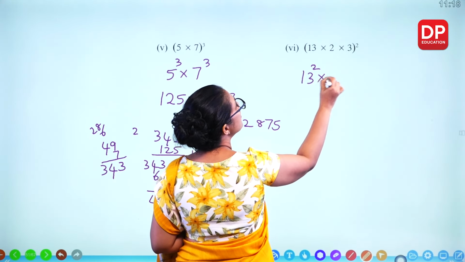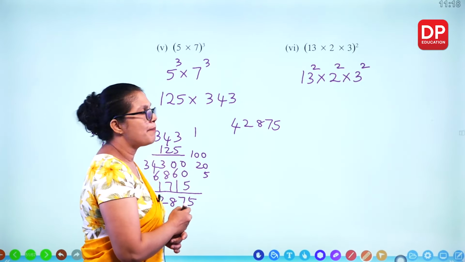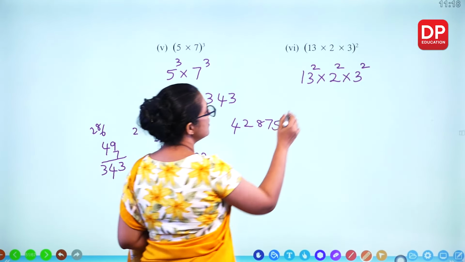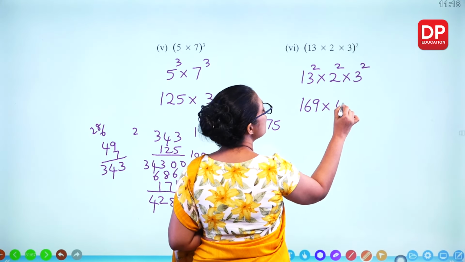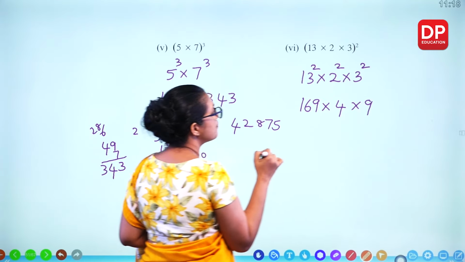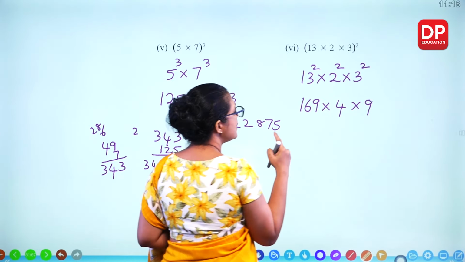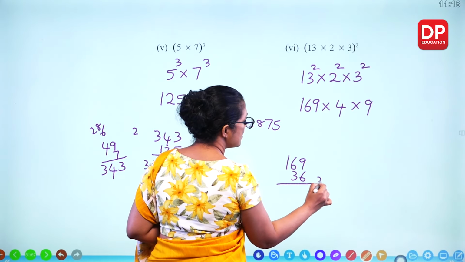13 squared, 2 squared and 3 squared. So you have to do separately and multiply. 13 squared, 169. 13 times 13. 2 times 2, 4. 3 times 3, 9. 9 times 4, 36. 169 multiplied by 36.